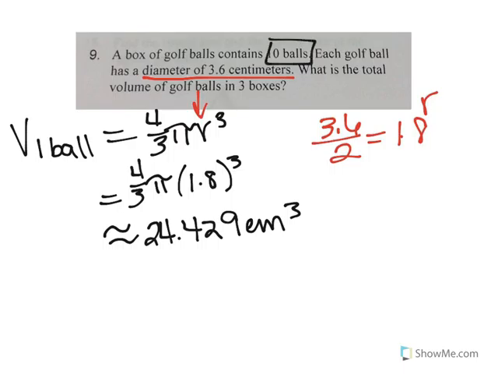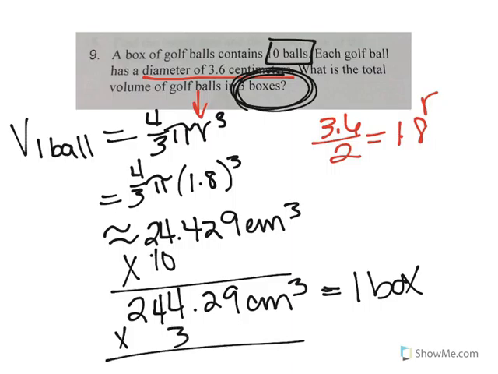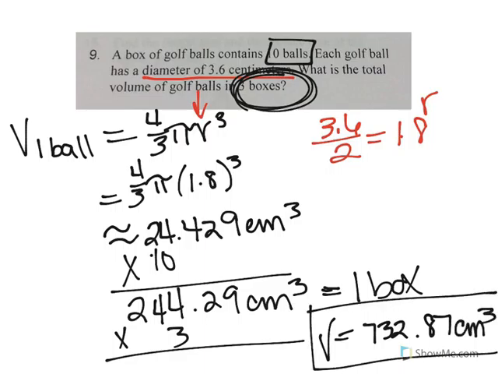Alright, now, that's for one ball. We have 10 balls in one box, so you need to take this number and multiply it by 10. Okay, once you do that, you get 244.29 centimeters cubed. Now, that's the volume of the golf balls in one box. And we want to know how much it is in 3 boxes. So take that number and, you guessed it, multiply it by 3. When you do that, you end up getting the volume to be a total of 732.87 centimeters cubed. And that is your total volume.